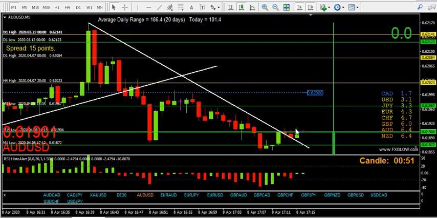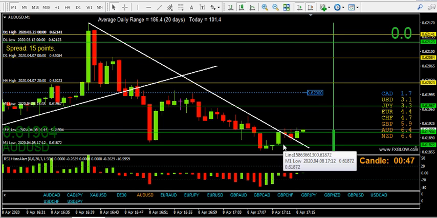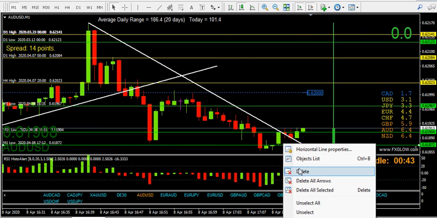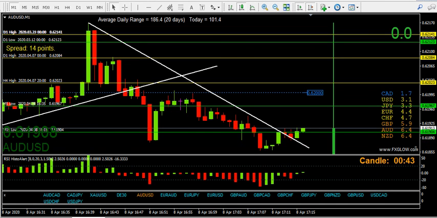So we delete that one, and we keep following that up as necessary. So if this one breaks the high of that one, then this becomes the reversal low. I hope that makes sense.